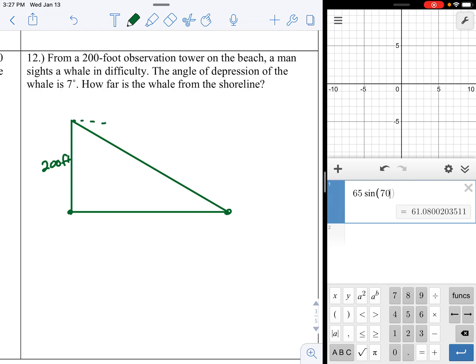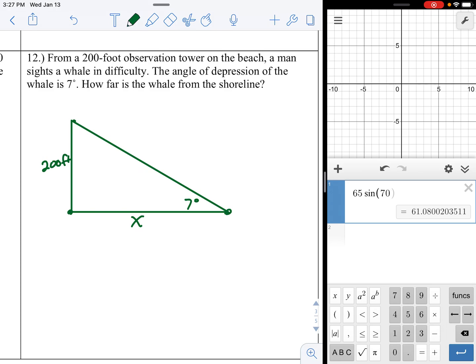The angle of depression is 7 degrees, which means the angle of elevation would also be 7 degrees. Don't even really need this in the drawing if you don't want it, if it's just distracting. And we're trying to find out how far the whale is from the shore. Again, we could ask how far the whale is from the man. That would be this side up here. And I think, again, I've said this, there's a word problem where you do calculate that, but this time we are going to the shore.